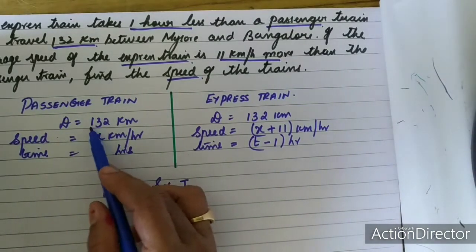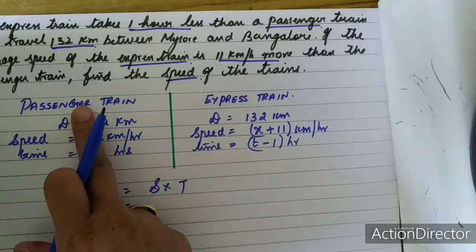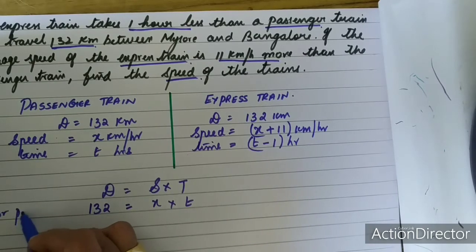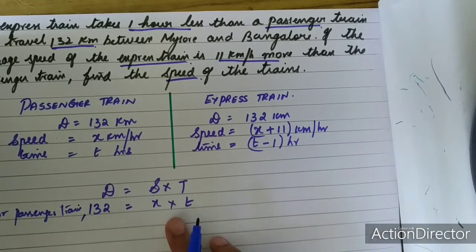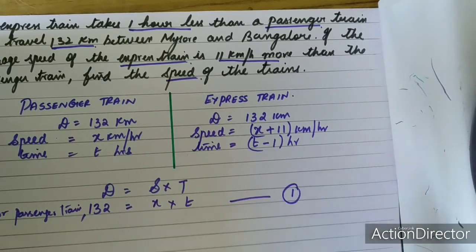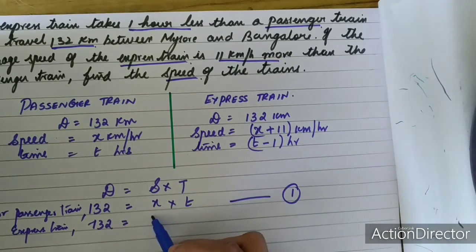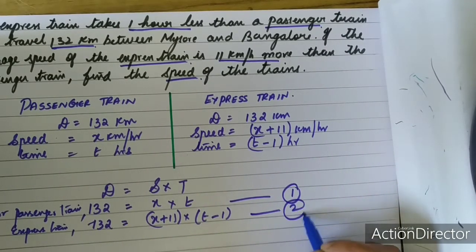So what is the distance covered in both the cases? 132. In the first case, for the passenger train, distance is 132 is equal to x into t. Let us name this equation as 1. Now for the express train, distance is 132 is equal to, what is the speed? Speed is x plus 11 into t minus 1. So this is equation number 2.